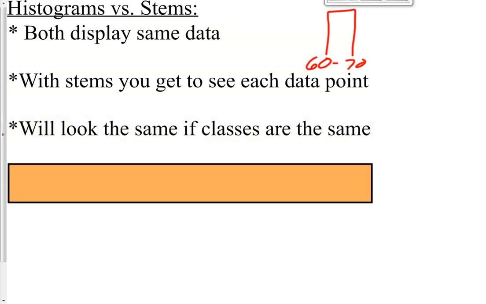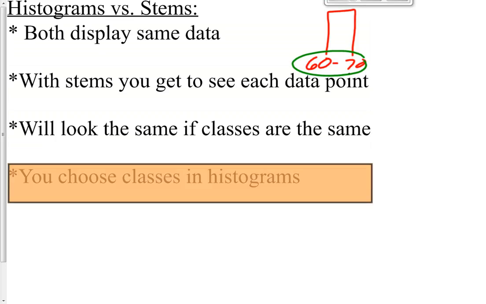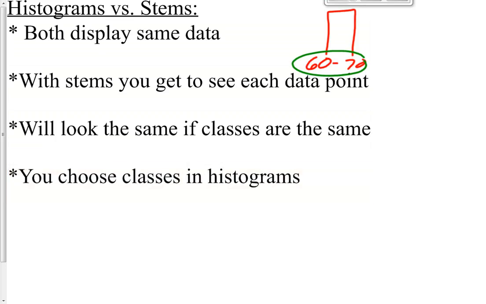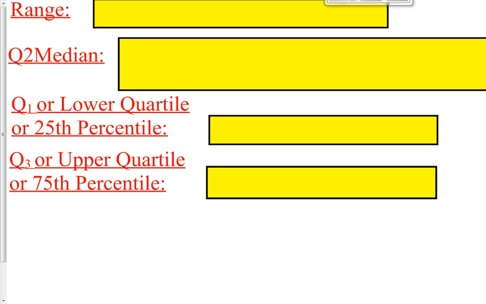It will look the same if the classes are the same. So like this class right here is a class of 10. So then from 70 to 80, the stem and leaf plot will look the same as the histogram if the classes are the exact same. In histograms, you get to choose your classes. Not so with stem plots. They're more so given to you, and we'll talk about that more as we go through our notes for today.